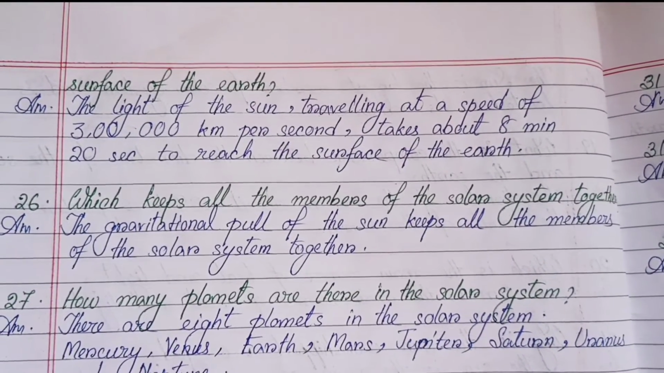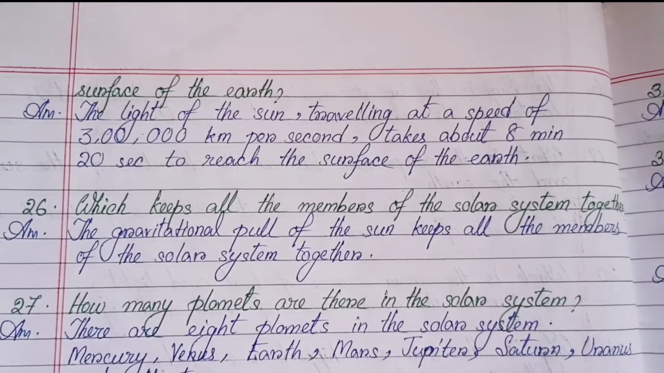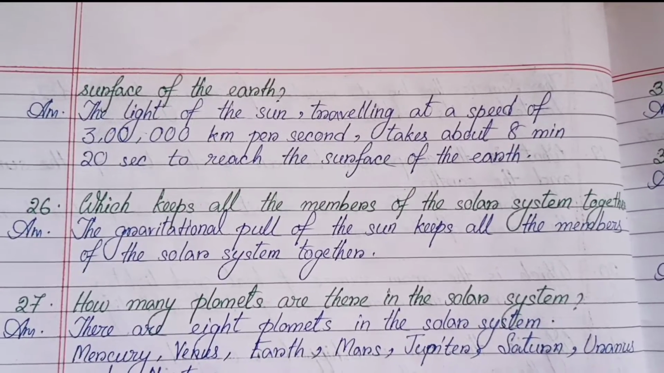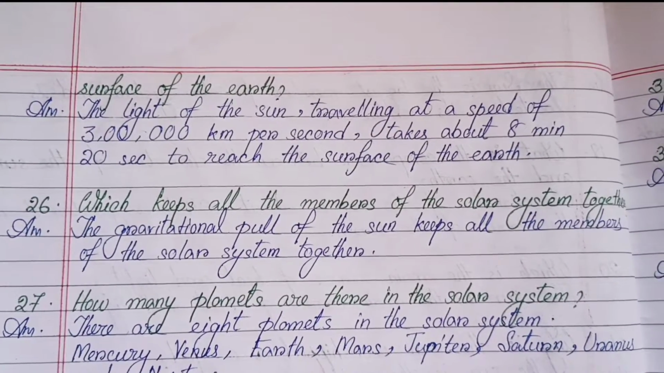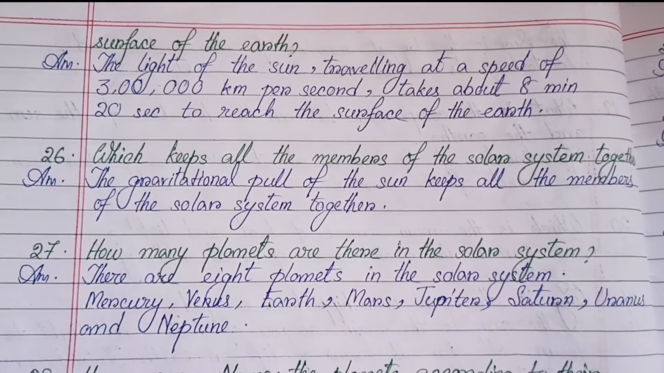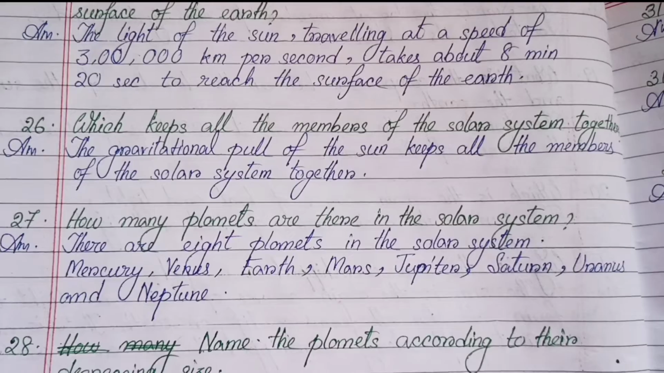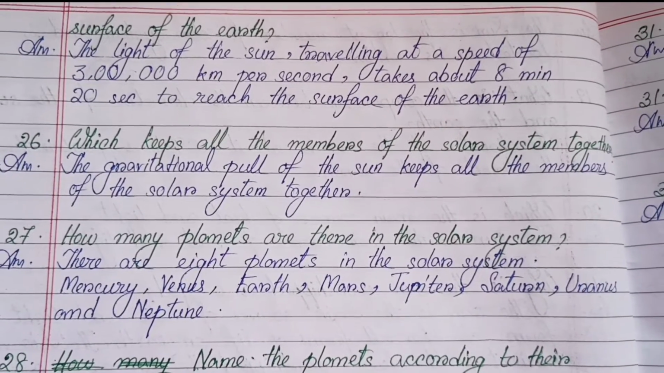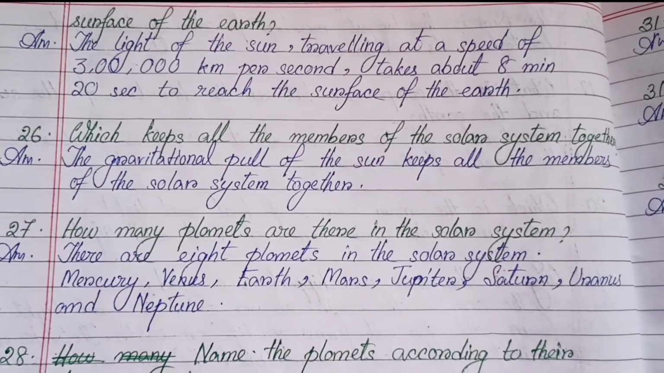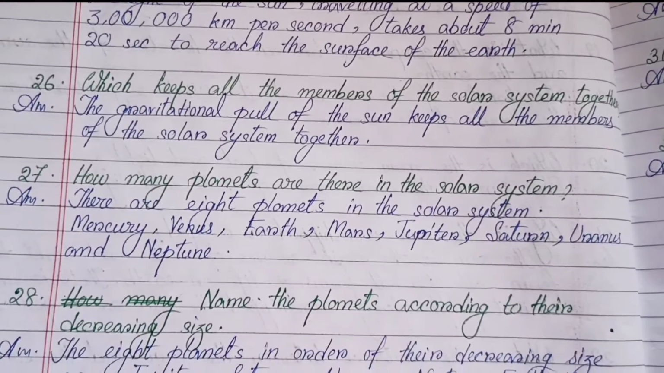The light of the sun, traveling at a speed of 3 lakh km per second, takes about 8 minutes 20 seconds to reach the surface of the earth. Number 26, which keeps all the members of the solar system together? The gravitational pull of the sun keeps all the members of the solar system together.